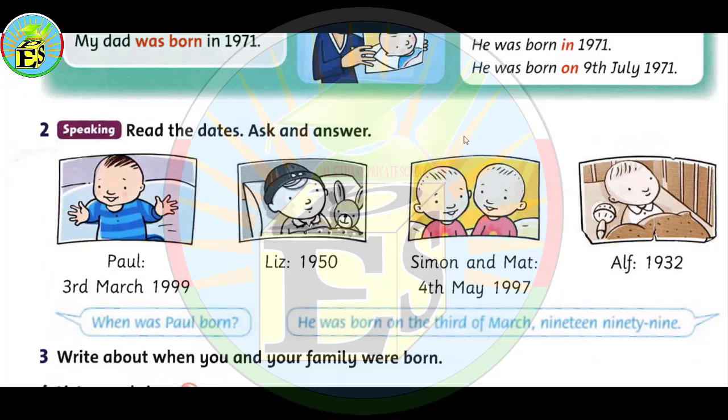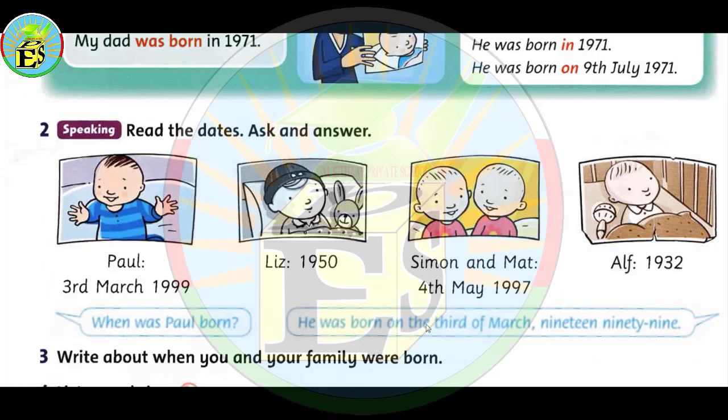Alright, let's move to the third picture that we have. We have twins in this picture, Simon and Matt. The question is going to be, when were Simon and Matt born? Why do we use were? Because they are two, so we use were with the plural. Alright? So the answer is going to be, they were born, and then we have the whole date with the day, with the month, and the year.